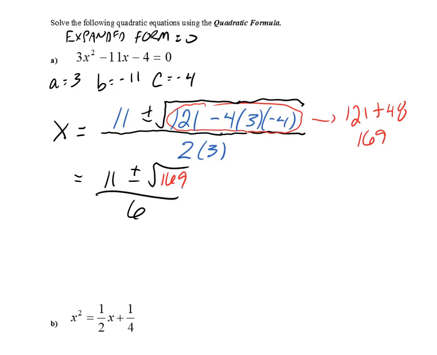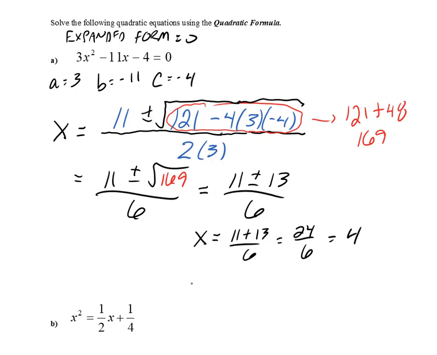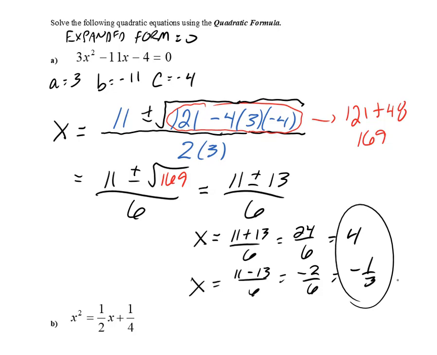So the next thing we're going to do is simplify the square root of 169. That is a perfect square, and we actually get 11 plus or minus 13 all over 6. So this generates our answers. We actually get two answers. So we're going to get x equals 11 plus 13 over 6. That's one of our answers, which is 24 over 6, which is 4. And the other answer, x equals 11 minus 13 all over 6, which is negative 2 over 6, which is negative 1/3. So in this case, it simplifies out to nice answers. We get 4 and negative 1/3.